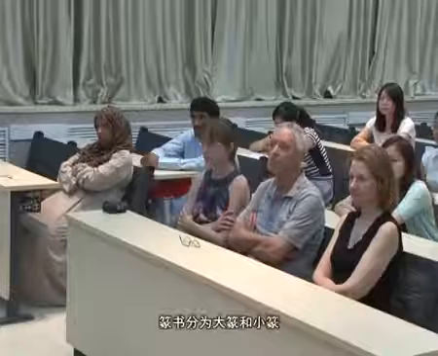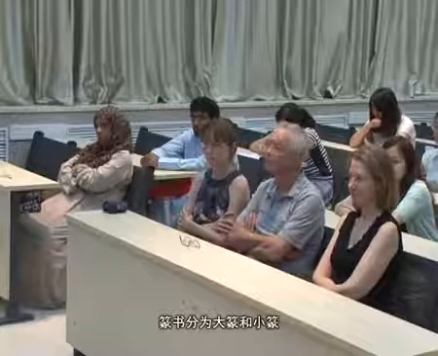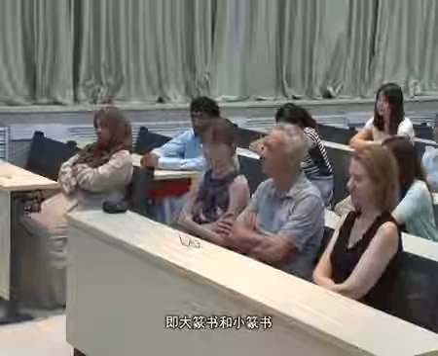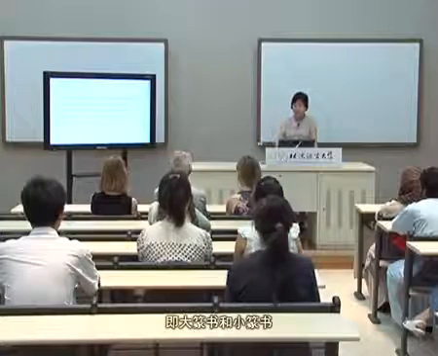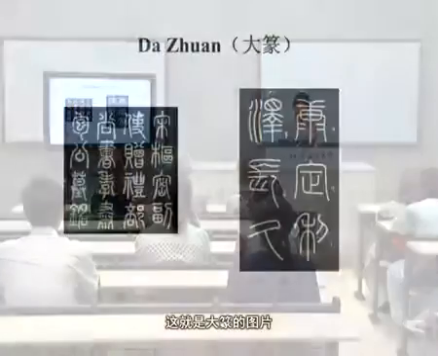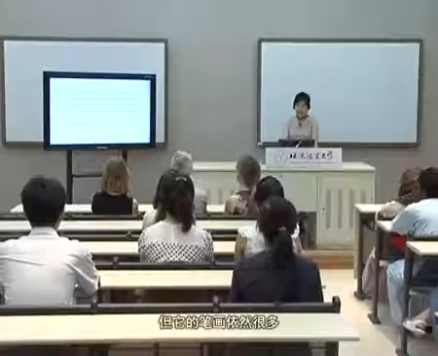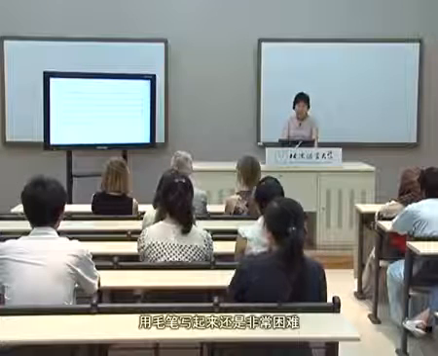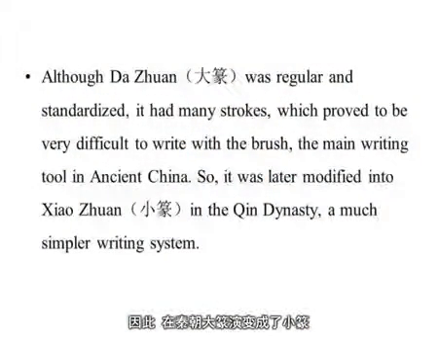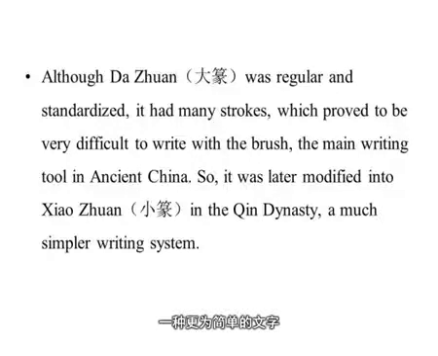Okay? Seal characters are divided into two types, 大篆 and 小篆, meaning big seal characters and small seal characters. So you can see here, these are examples of 大篆, big seal characters, right? Although 大篆 was regular and standardized, it had many strokes, which proved to be very difficult to write with the brush, which is the main writing tool in ancient China. So it was later modified into 小篆, the small seal characters, in the Qin dynasty, a much simpler writing system.